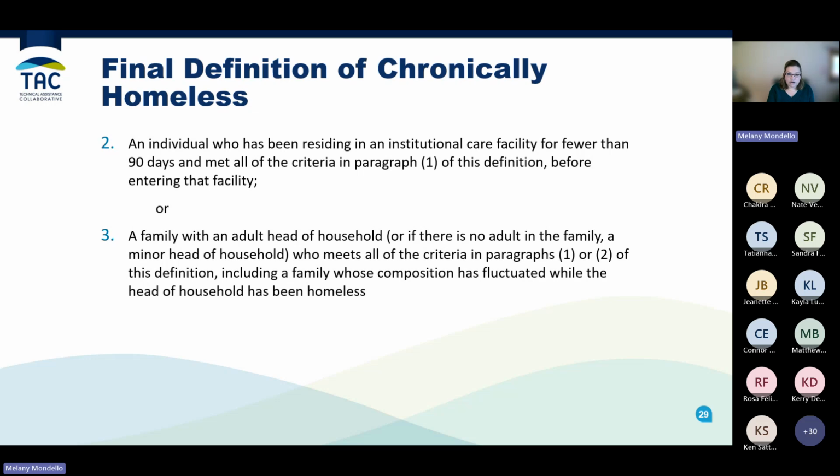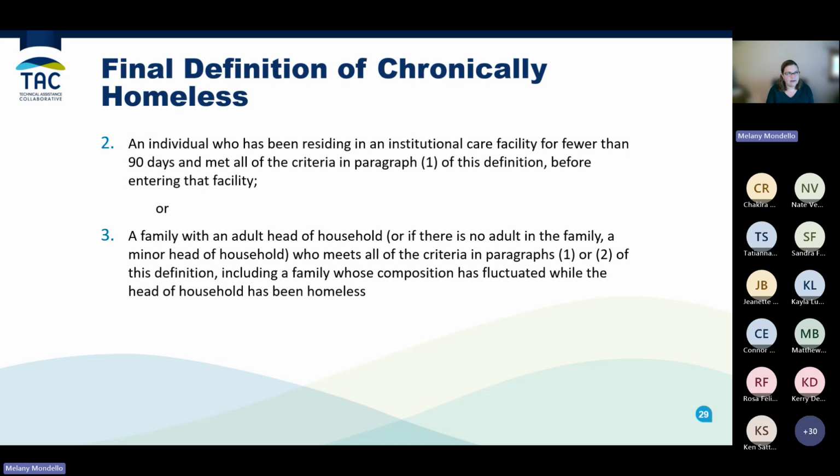The second part of the definition is the 90 days, which I just referenced. And then the third part is also families. So you can see right on that first slide, it said individuals, but families can meet the definition of chronically homeless also, where someone in the household, typically the head of household, is able to be documented as having either those 12 months continuous.